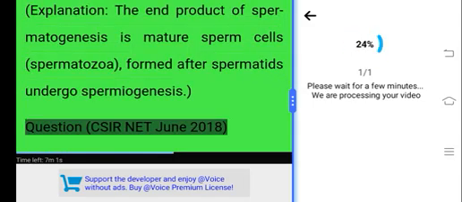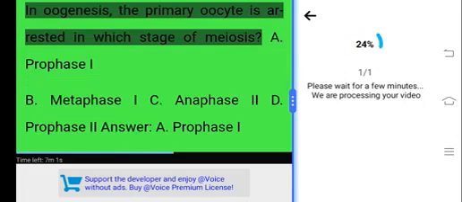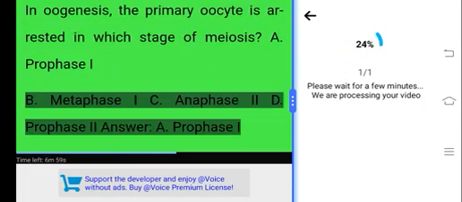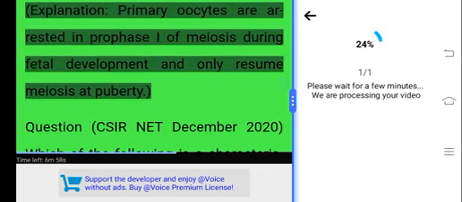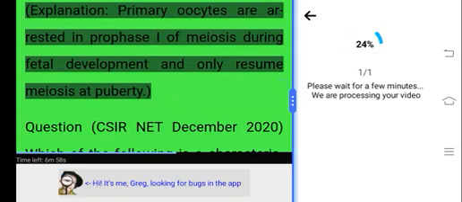Question, CSIR NET June 2018. In oogenesis, the primary oocyte is arrested in which stage of meiosis? A. Prophase I. B. Metaphase I. C. Anaphase II. D. Prophase II. Answer: A. Prophase I. Explanation: Primary oocytes are arrested in prophase I of meiosis during fetal development and only resume meiosis at puberty.